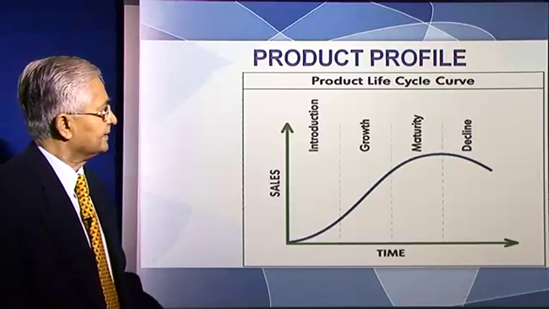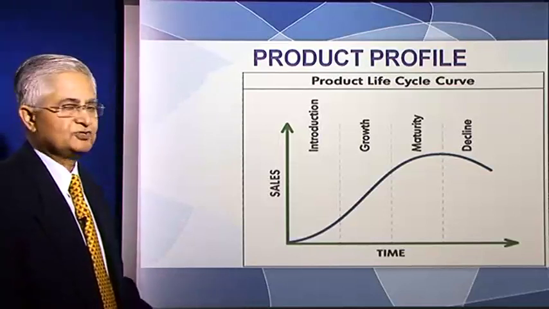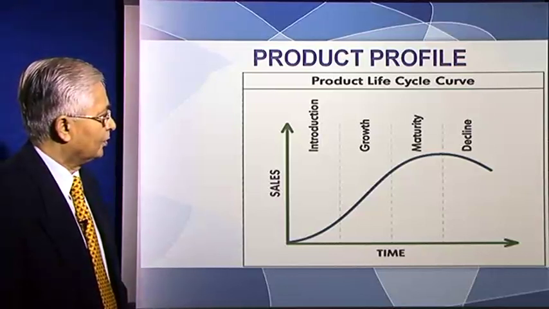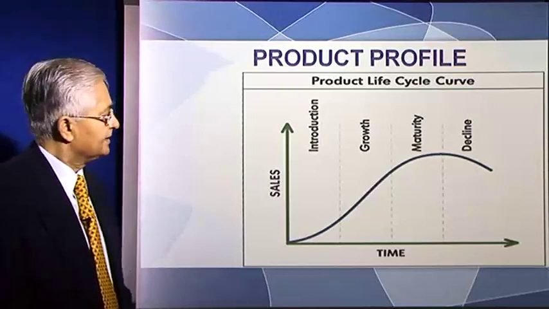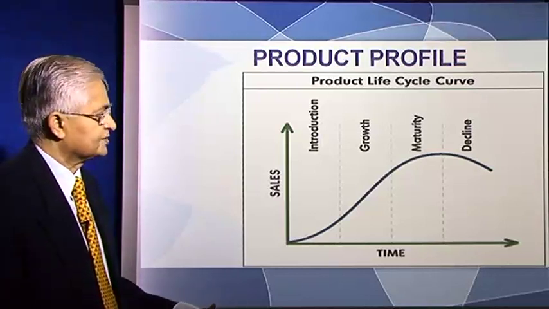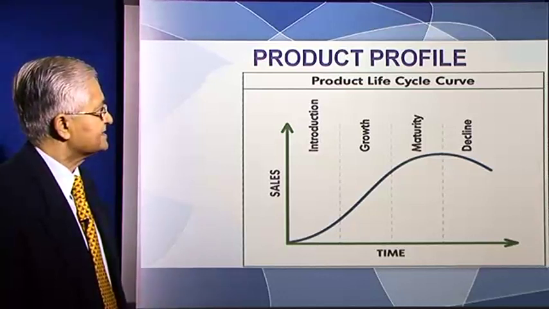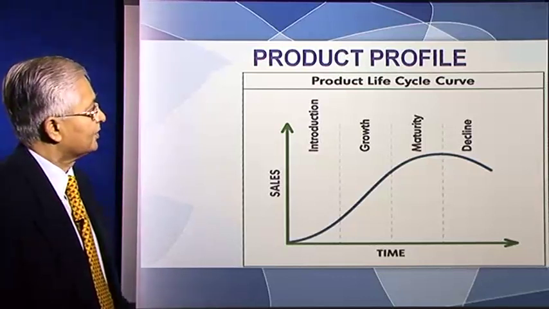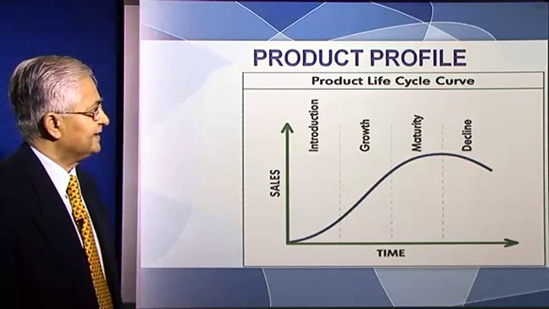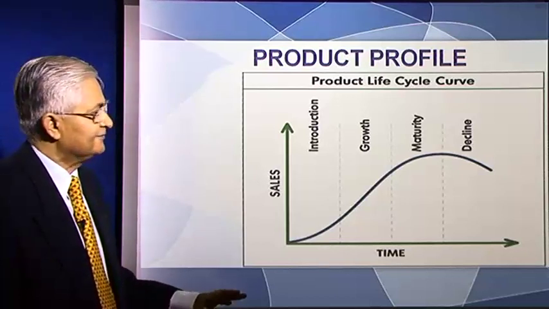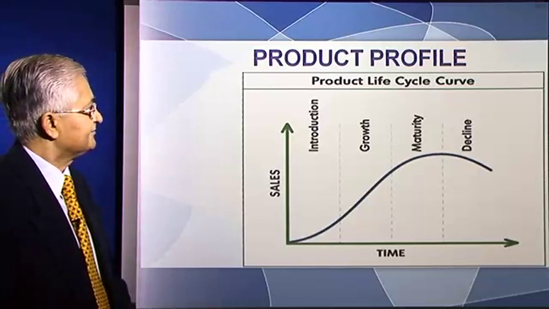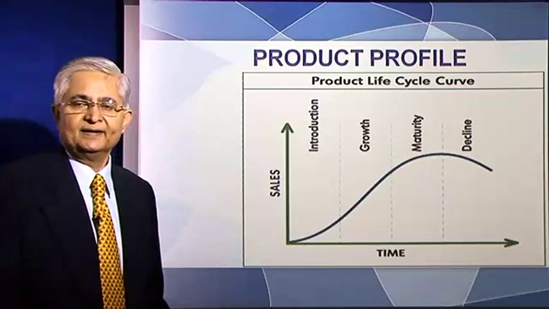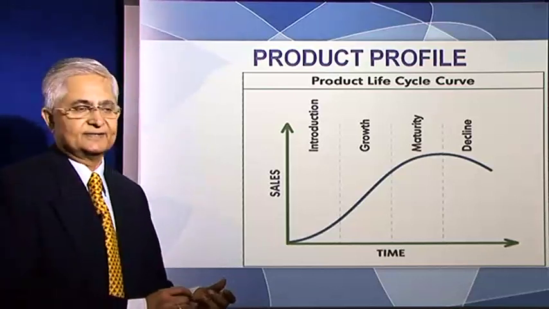You are familiar with the product life cycle curve, which shows how typically products move over a period of time, where they are first introduced and the growth is slow, and then you have a phase called the growth phase where the growth is very rapid, and then you have a phase called the maturity phase where the growth evens out, and then you have the decline phase where the sales begin to drop. This is how typically products perform in the market.